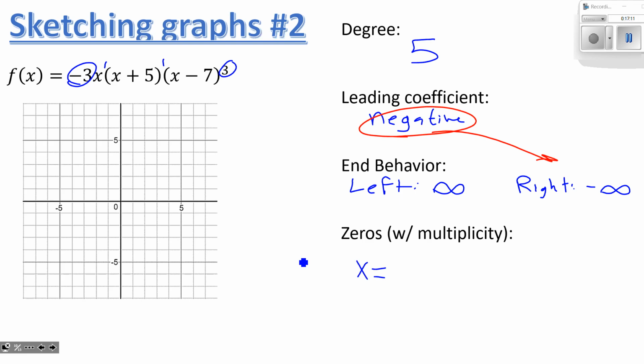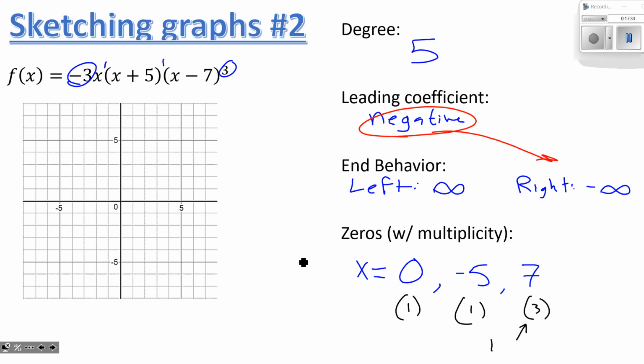And the zeros. Don't miss that guy in the front. You're going to throw your graph off. It's not going to really make sense. The first degree in the front is just x by itself. It's 0, -5, 7, and the multiplicities below them: multiplicity of 1, 1, and 3.